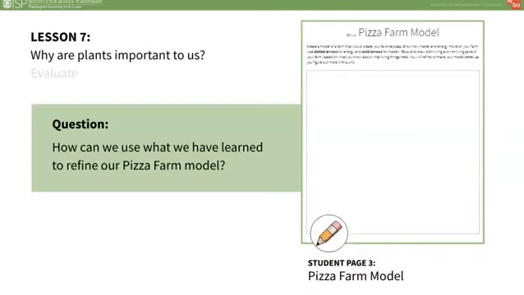To close out this lesson, allow students to refine their pizza farm model. Students should now be able to include oxygen produced from plant matter and food energy going from the plants to the animals on their model.